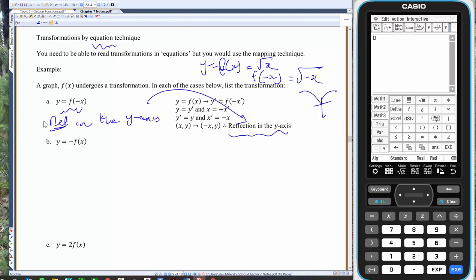Now notice I use the word ref for reflection. It's okay as you're going about your business in workbooks, but if you're in an exam or an assessment situation, you need to actually state the transformation. So it needs to be reflection. You need to use that full word.